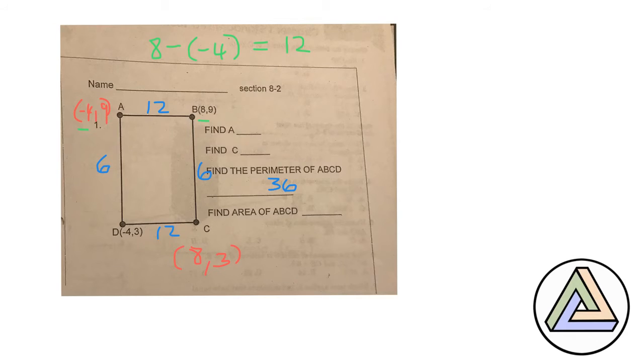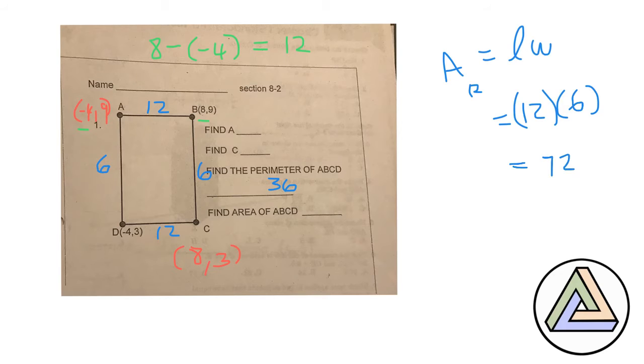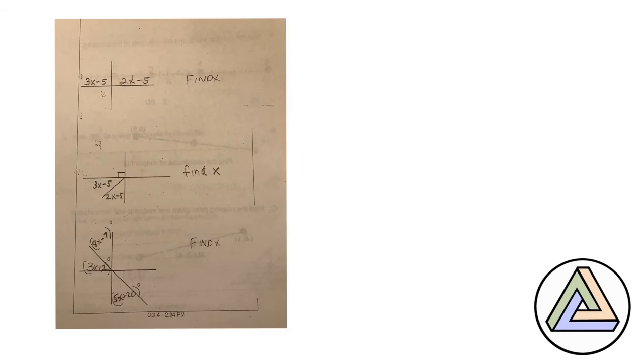Okay, and then they want the area of ABCD. Well, the area of any rectangle is going to be length times width. Well, we have what could be considered the length, that's 12. Let's just call that the length. Doesn't matter which one you assign to the length or width, you just pick one. We'll call 12 the length and the width is 6, and that ends up becoming 72. That's how you do that one.